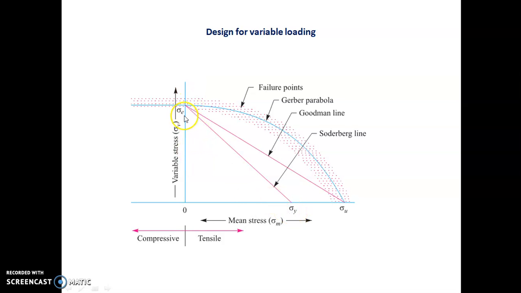Okay, if you join sigma e and sigma y, it is a Soderberg line. If you join the endurance limit stress sigma e, or sigma minus 1, and sigma u, it is a Goodman line. And if, instead of joining by a straight line, it is joined by a parabola, it is called a Gerber parabola. If sigma minus 1 and sigma y are joined, it is called the Soderberg equation. If you join sigma minus 1 and sigma u by a straight line, it is called the Goodman equation. If you join by a parabola, it is called a Gerber parabola.